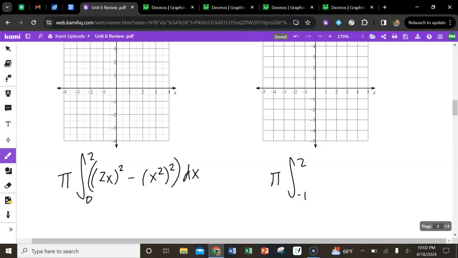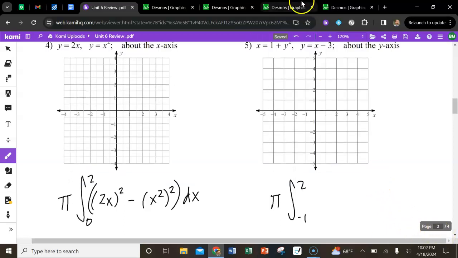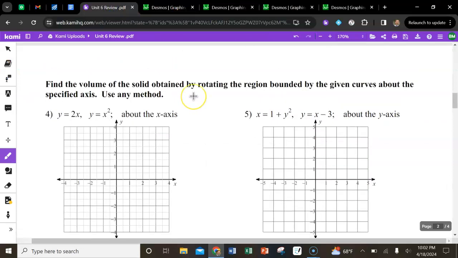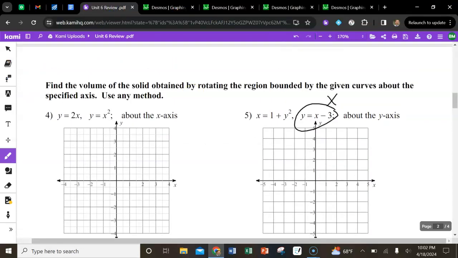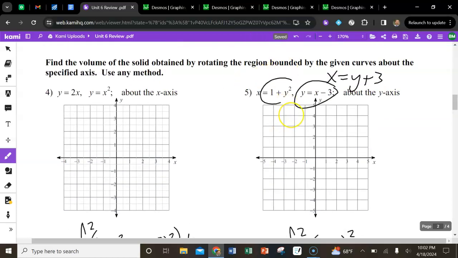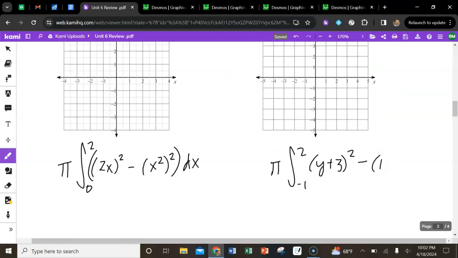So it's going to be pi r squared minus pi r squared. So we're going to bring the pi out front. The outside radius is going to be this blue line. Well, the blue line is y equals x minus 3. But because my rectangles are laying down, again, I've got to change that to x equals y plus 3. Okay, so I'm going to change this equation here to x equals y plus 3. That's going to be our outside radius. So y plus 3 squared minus the inside radius is going to be this 1 plus y squared. So that's 1 plus y squared. I've got outside radius minus inside radius dy, and that would be the integral.